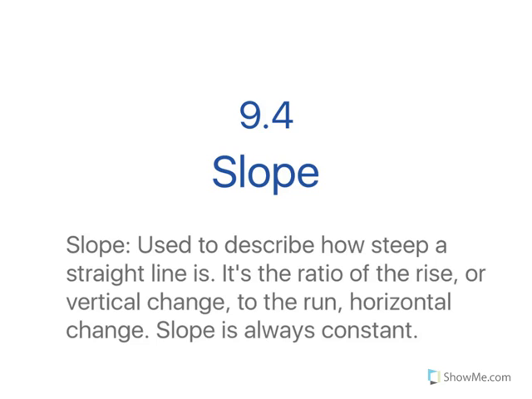Slope is always constant. So whenever we talk about rise, that's a vertical change. When we talk about run, that's the horizontal change. When you're running, you're running horizontally, and to rise, you're going up or down. Okay, and the slope is always constant.